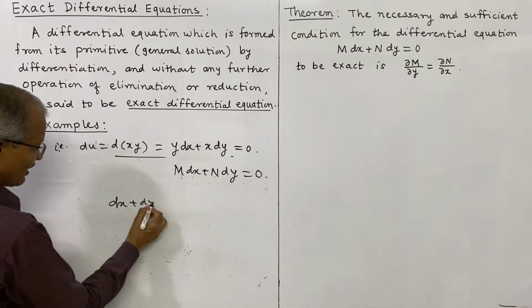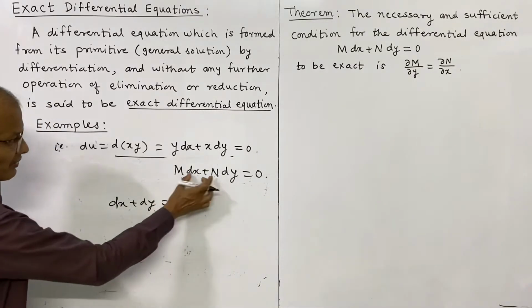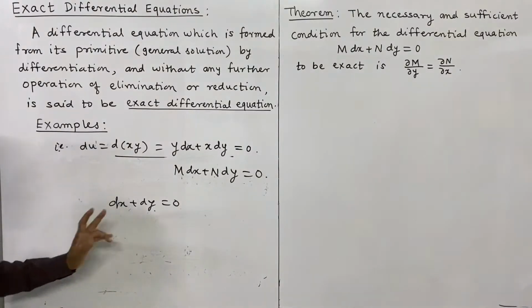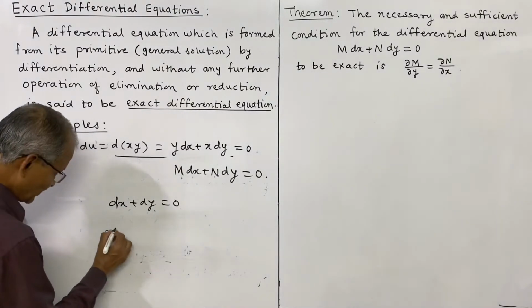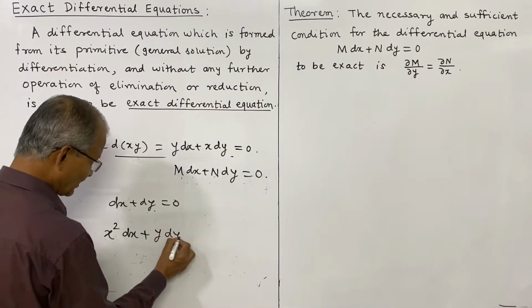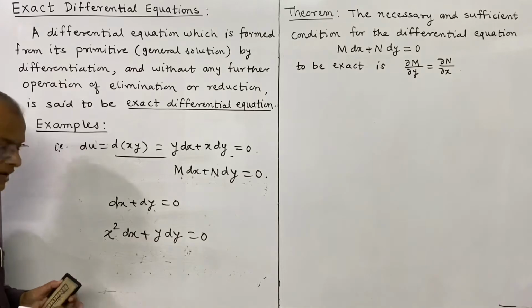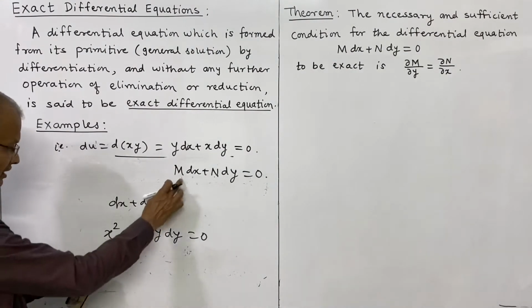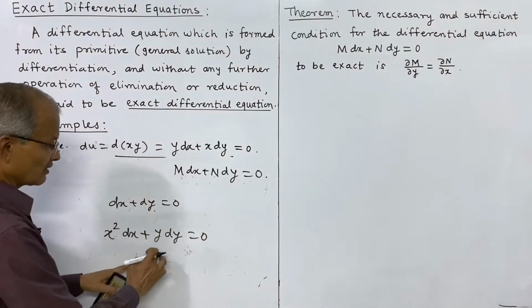Dx plus dy is 0. This is also of the form m dx plus n dy is equal to 0. M is 1, n is 1. Or equations of this type, x square dx plus y dy is equal to 0. This is also exact, and here m is x square and n is y.